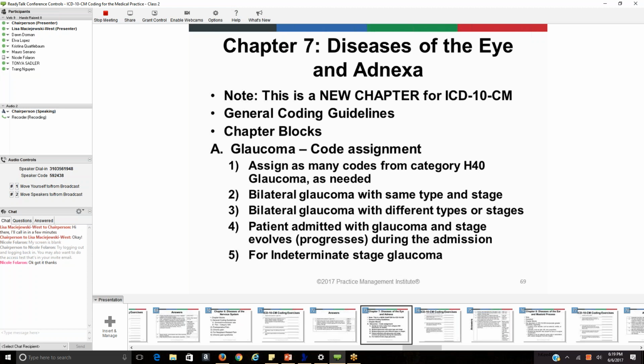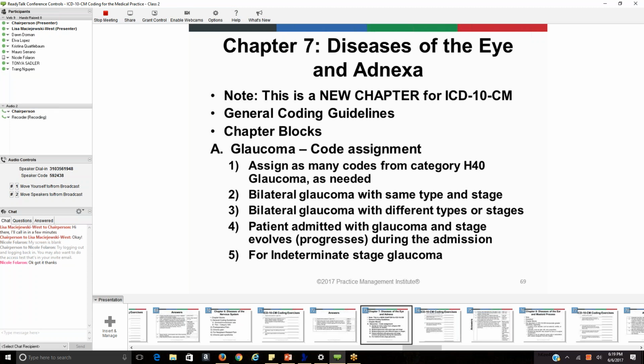So basically, remember we talked about if your physician or healthcare practitioner doesn't stage the glaucoma, then you won't know, so you're going to have to assign an indeterminate stage, and then you would add the 7th character 4. The 7th character 0 should not be confused with 4, which should be assigned when there is no documentation regarding the stage of the glaucoma.